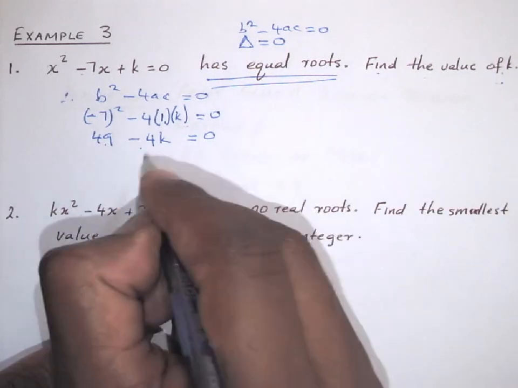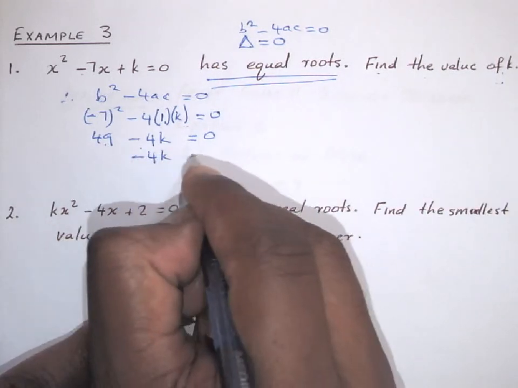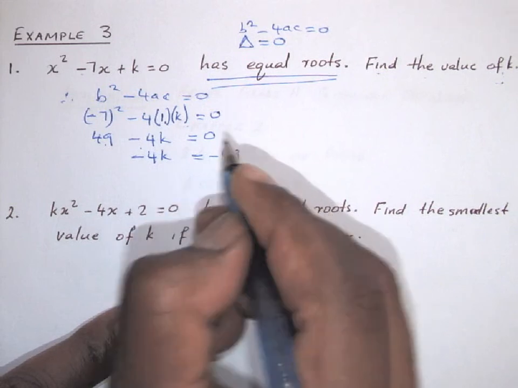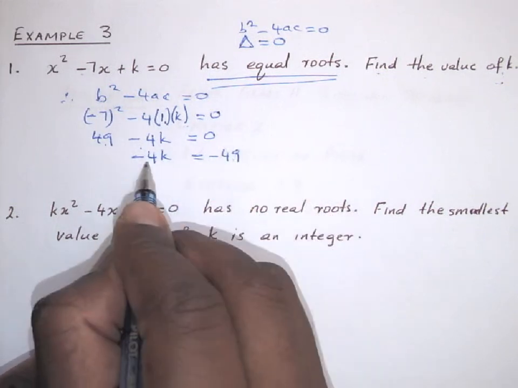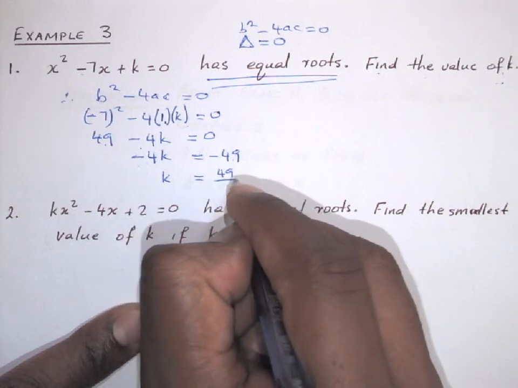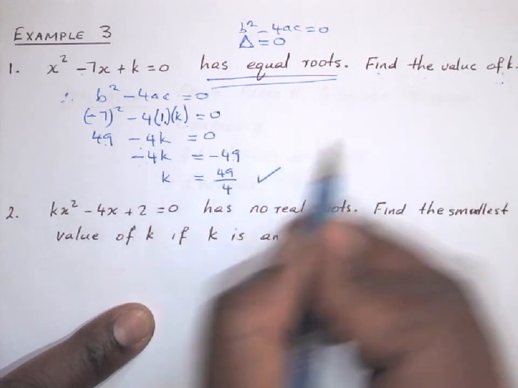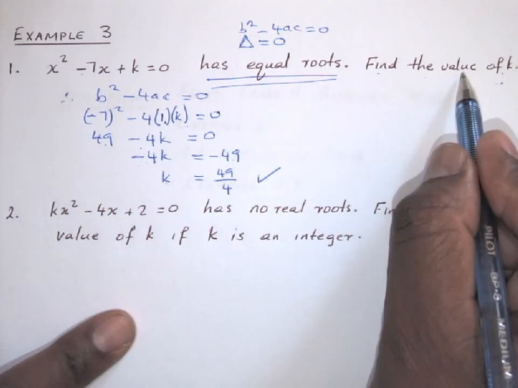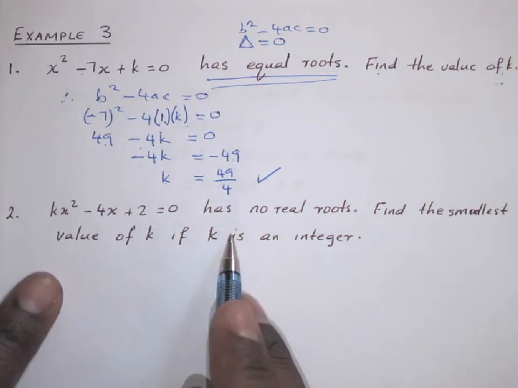I'll take 49 across, so I'll have minus 4k equal to minus 49. If I divide both sides by minus 4, I get k equals positive 49 over 4. That's my answer. K is this. That's what they're asking for. Let's look at this one.